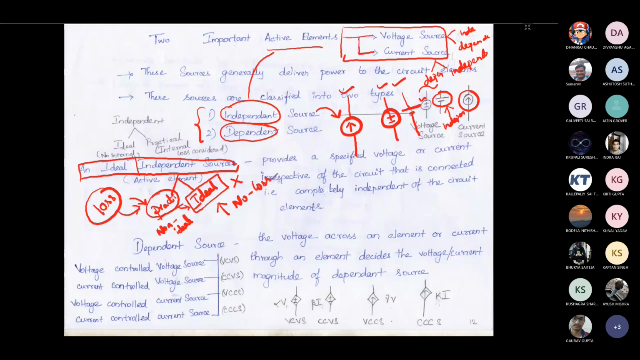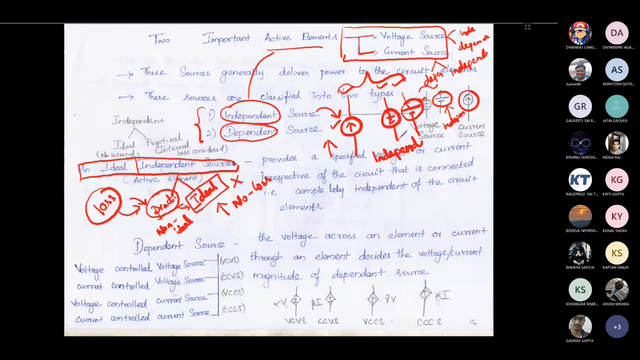Let me say this again. We are broadly classifying the active elements into two things: one is the voltage source and the second is the current source. The voltage source is further classified into dependent voltage source and independent voltage source. Similarly, the current source is classified into dependent current source and independent current source. The independent current source is drawn with a circle, and for a current source we should mention the arrow mark symbol. For a voltage source, we mention plus and minus, or you can use the battery kind of symbol. So these are independent sources.